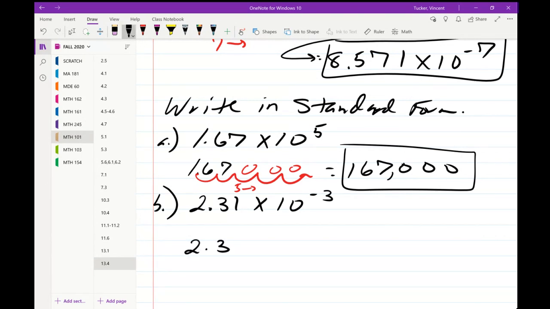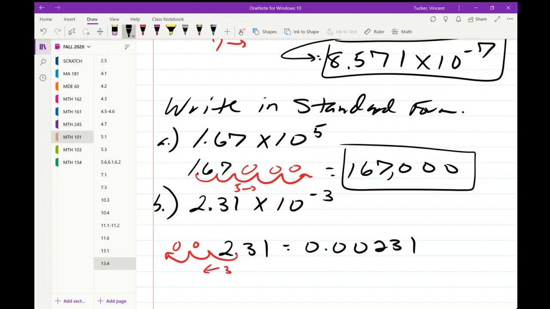Same thing goes with the next one, except the opposite because we have a negative exponent. So this time we have to have a negative effect, or make this number smaller. We're going to take it 3 spots to the left. And that would be that answer.